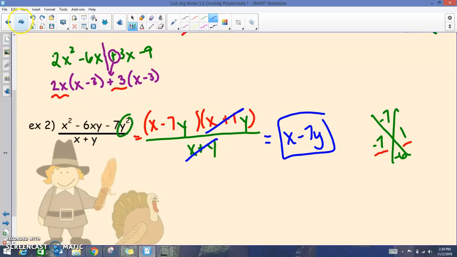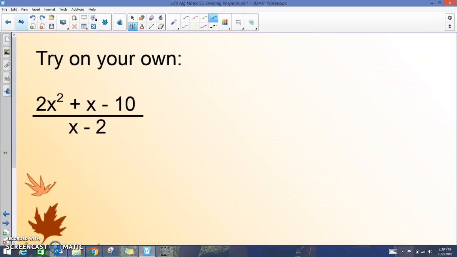There's one problem that I'd like for you to go ahead and try on your own. Notice you have a number in front of that x squared, so you have to think about which method you should use. Go ahead and pause the video and work through it. Once most folks are done, go ahead and hit play to check your answers.